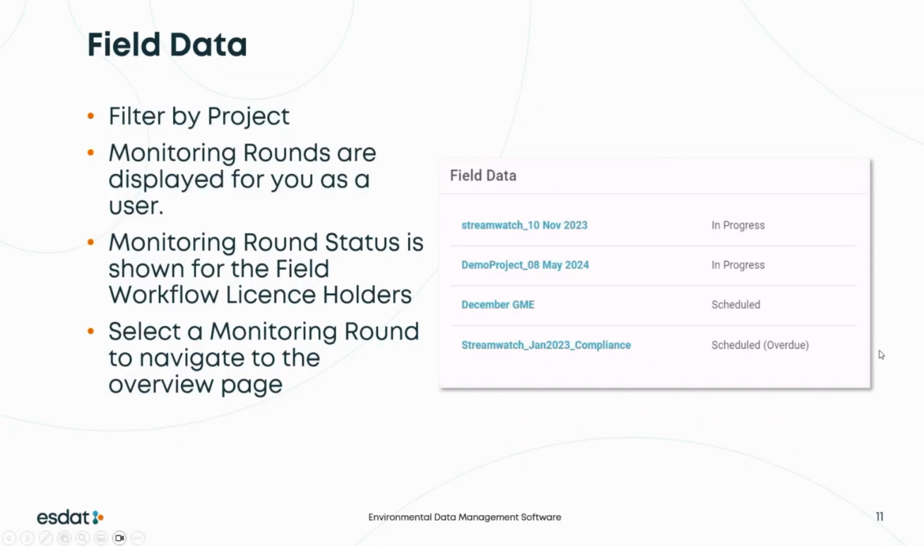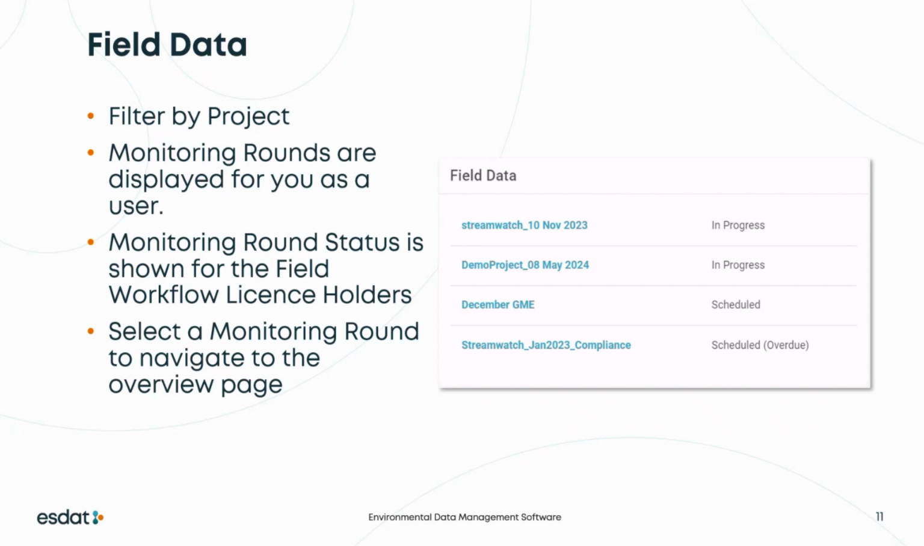So the next widget I'll tell you about is the field data widget. This one's fairly basic. It's just a list of the different monitoring rounds that you have. Depending on what license you have for ESdat, when you click on one of those monitoring rounds, it will either open up in the field portal, or if you have what's called the field workflow or the LSpecs license, it will open up in field management.